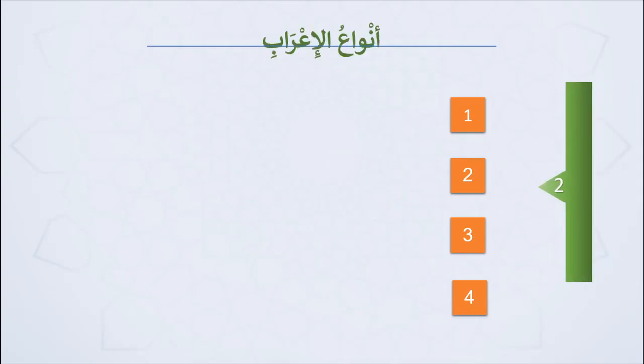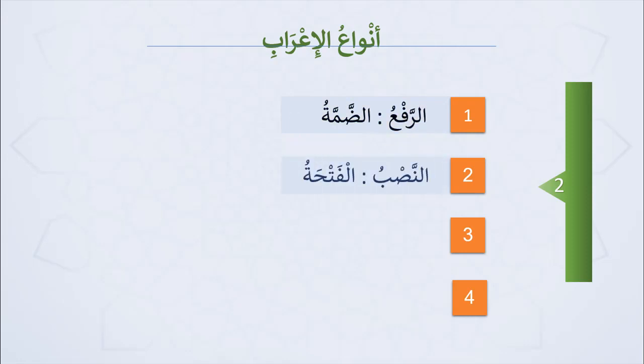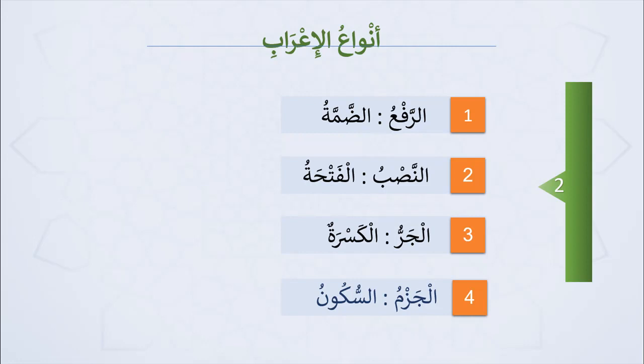Al-I'rab can also be grouped into four. The first one is Al-Rafa, in which the basis of Rafa is Dhamma. The next is Al-Nasbu, in which the basis of Nasbu is Fatha. The third is Al-Jarru, in which the basis of Al-Jarru is Kasra. And the last is Al-Jazmu. The basis of Al-Jazmu is Al-Sukun.